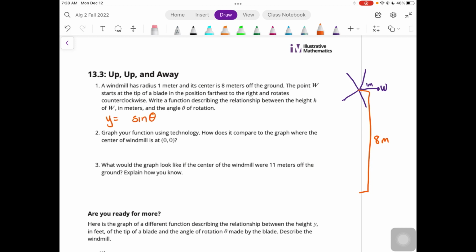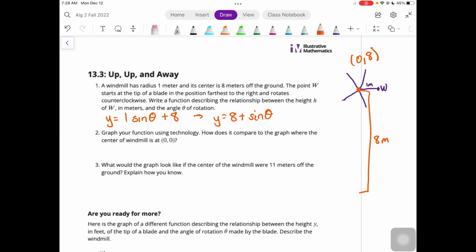So we're going to figure out what we're doing here. The radius is 1 meter, so that number in front is just a 1. It doesn't matter if you have that 1, you can put that there or not. And then we raised the entire thing 8 meters off the ground, so we're no longer starting at 0, 0. We're starting at 0, 8, right? So the center is actually at 0, 8. And so typically we would write y equals 8 plus sine of theta, just so there's no confusion that the 8 is being added to the theta. It's not. All right, so then graph the function using technology.